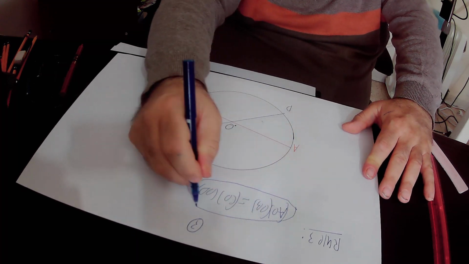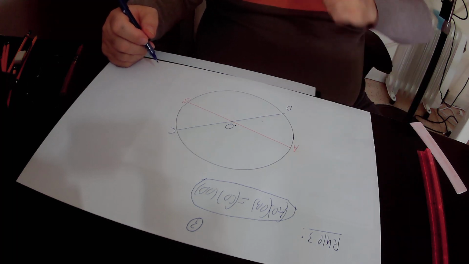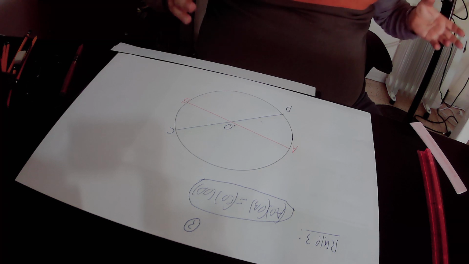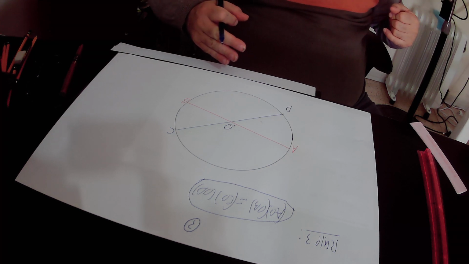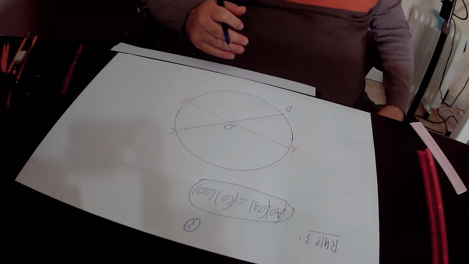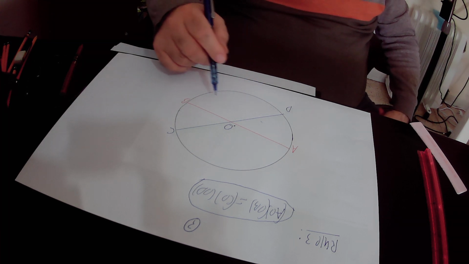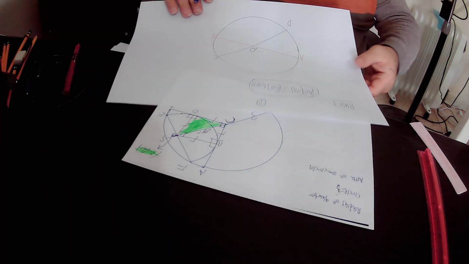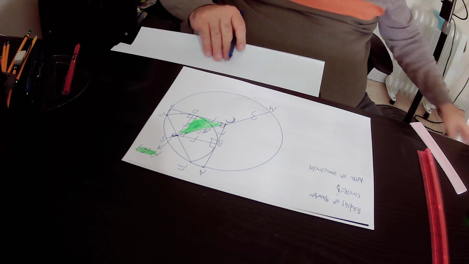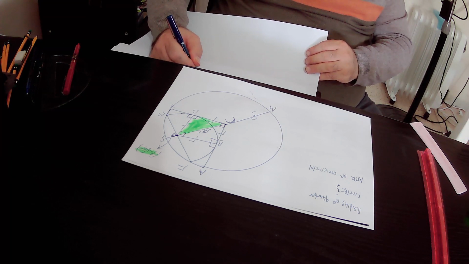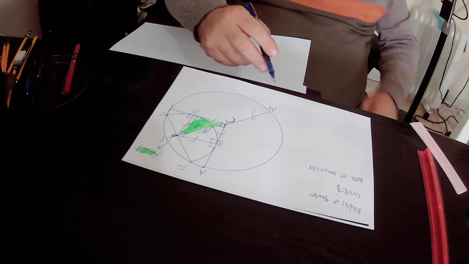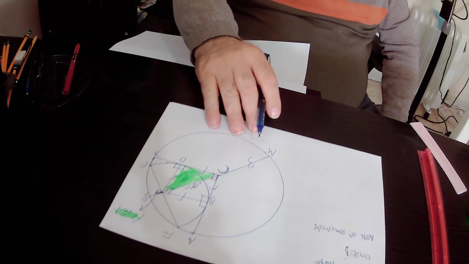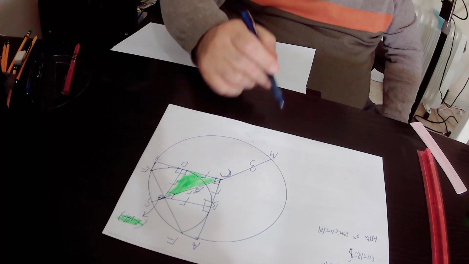I repeat again. According to rule number 3, whenever you have two chords that intersect with each other inside the circle, then the following formula is true, that AO times OB equals CO times OD. Actually, we can implement rule number 3 in our drawing, because in our drawing we have chord MS, or this is chord SM. You can see here, this is chord SM.